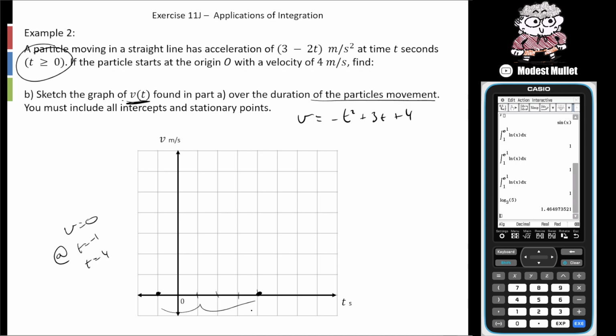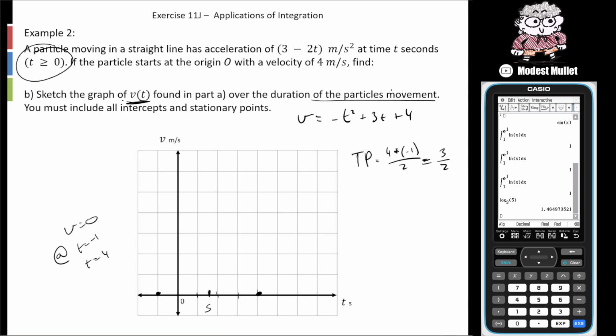We can see that the gap there is 5 units. So that means the turning point needs to be the halfway point. So 4 take away -1 on 2 happens to be 5 on 2. No, sorry, that needs to be a plus in there. There we go, just 3 on 2, the average of it. So the turning point is halfway, so that's at 1.5, or 3 on 2.